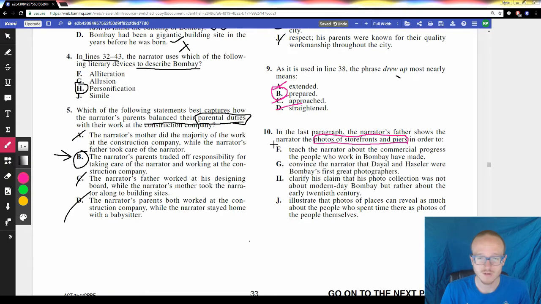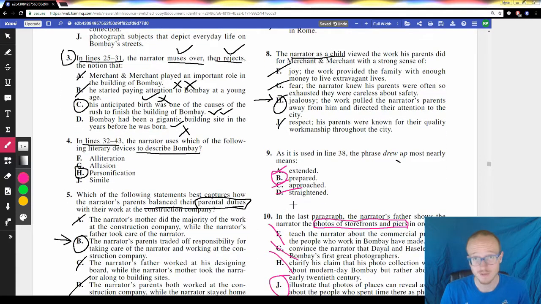Teaching her about commercial progress, we don't get that. That's not what the dad said. Convinced the editor Dial and Hassler, okay, I don't know what that is. But that's probably in the paragraph that we didn't read because we didn't have to. Clarify his claim that the photo collection was not about modern-day Bombay, but rather about the early 20th century. Again, nothing like that. Illustrate that photos of places can reveal as much about the people who spent time there as photos of the people themselves. It's got to be this J.